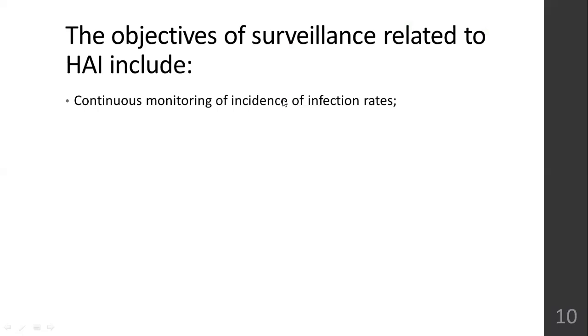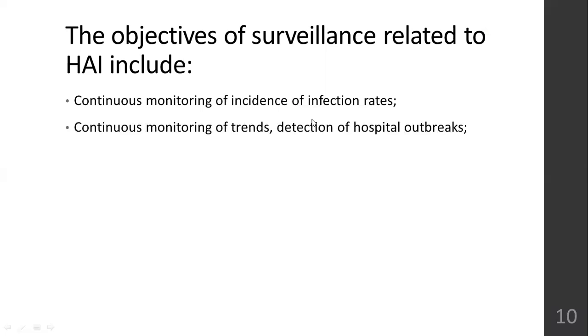So what are the objectives of surveillance? Continuously monitor the incidence of infection rates. Keep a note, keep track, and report on how many patients who came into the ICU, got admitted in the ICU, and still got an infection. They were not having infection when they got admitted, but after staying in the ICU for 1 or 2 days, they got a new infection. So keep track of these numbers. How many such cases have you come across? That is continuous monitoring of incidence.